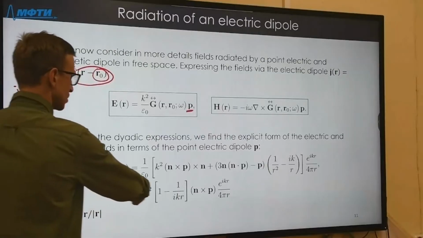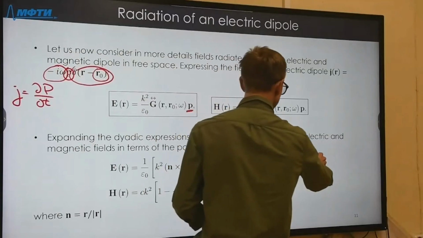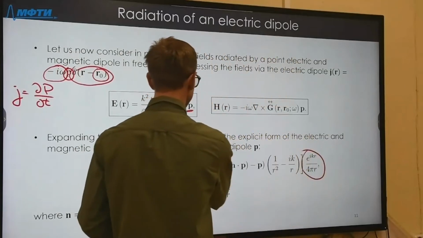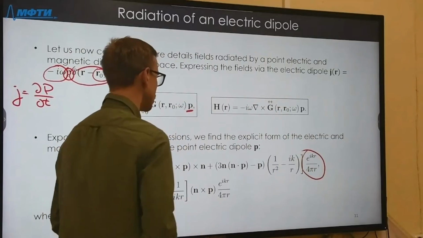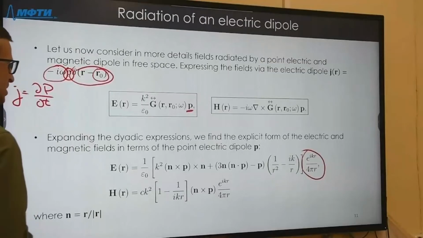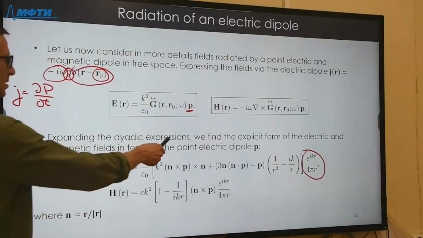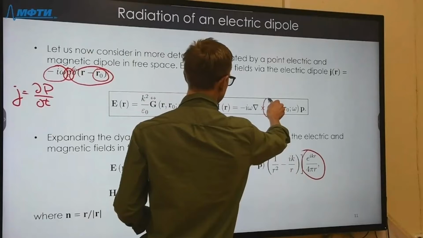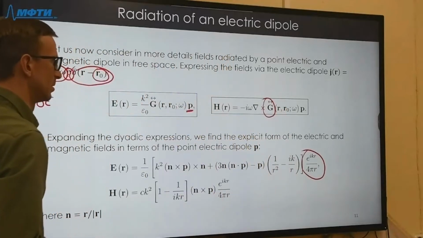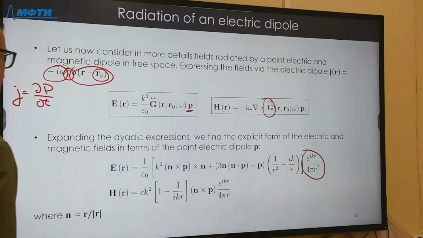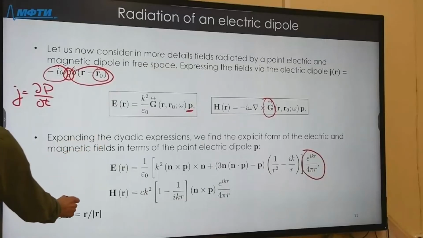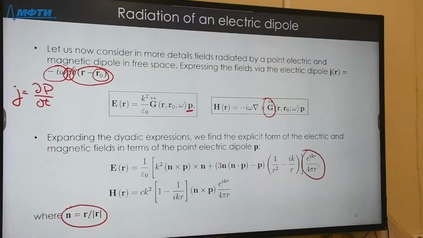So this monstrosity is the electric field. This is the spherical wave, and then this is the combination of different vectorial tensor products with different powers of K and R, which comes from differentiating the operator, the tensor G, and the magnetic field has a similar structure. And in this expression is the unit vector directed towards the observation point from the source.